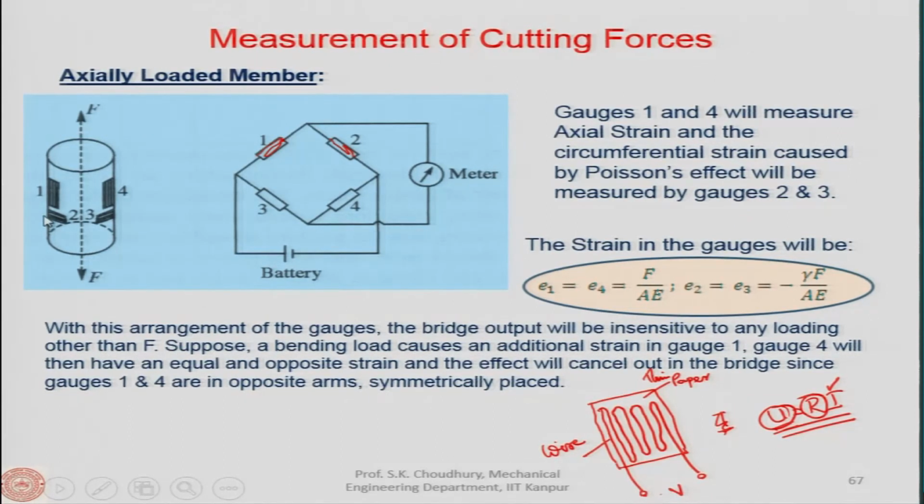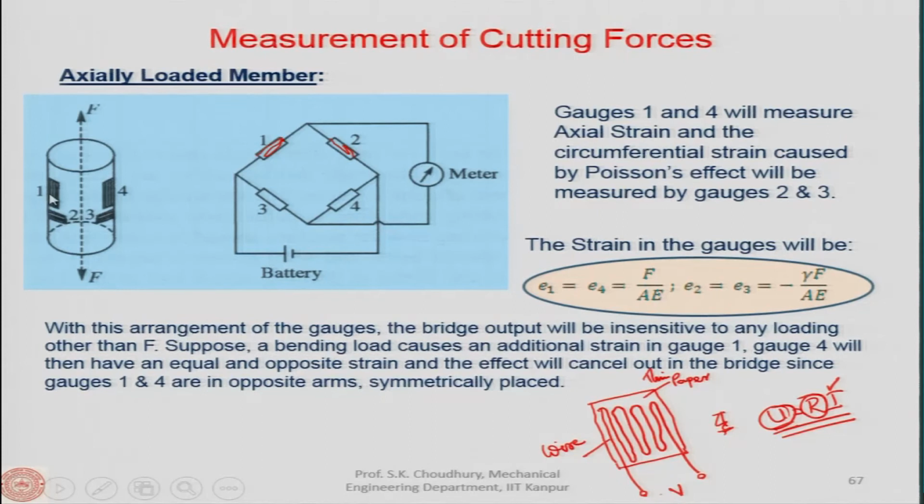So, as a result, they will nullify. Symmetrically placed gauges 1 and 4 will have equal and opposite strain. Once again, suppose a bending load causes an additional strain here. Then gauge 4 will have an equal and opposite strain, and the effect will cancel out.